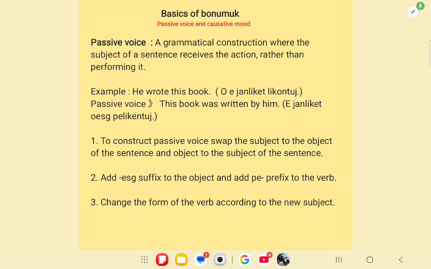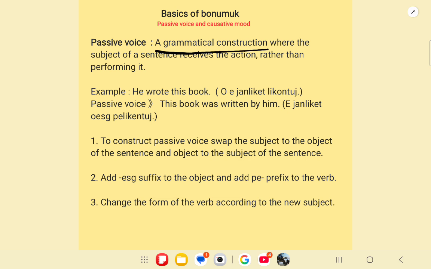So hello, my name is Devattam Bakchi and today we are going to cover two topics in one video. First is passive voice and next is causative mood. So let us look at passive voice first. So what is passive voice?